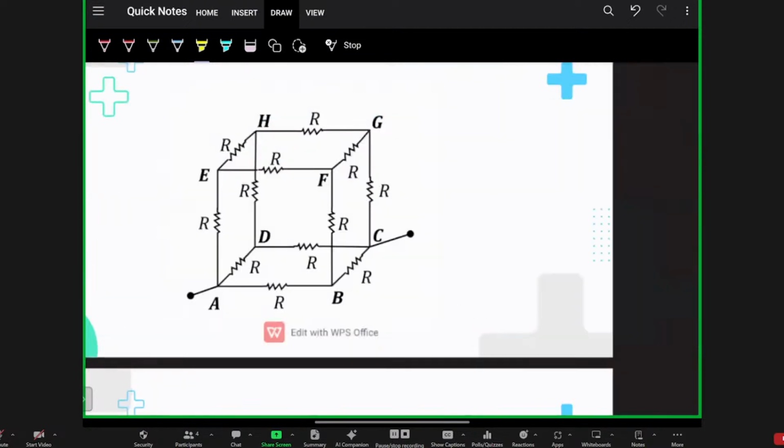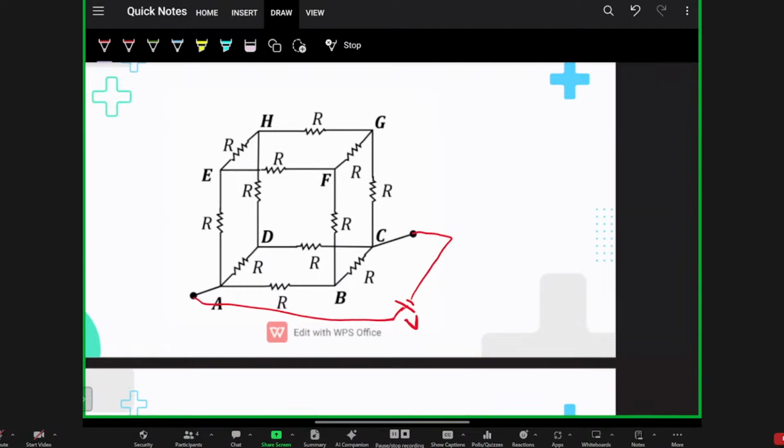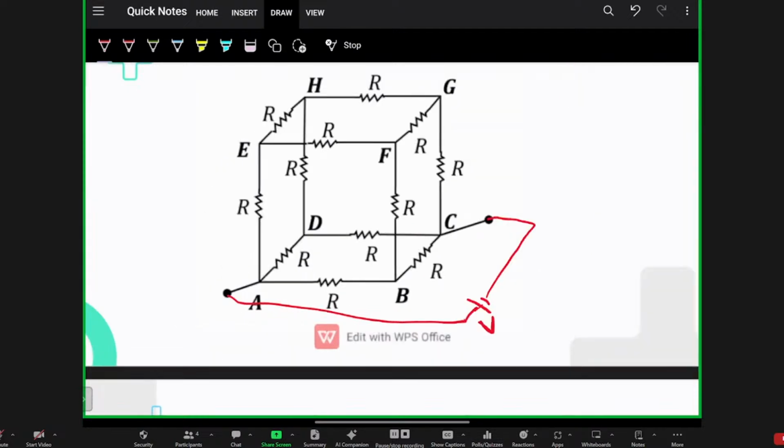So the battery is connected here. Suppose the voltage is V. The approach is we can solve it like this. Suppose current I is coming through this branch. Current I is entering this junction, so this current has to divide, correct? Current has three paths. Current can go in three ways.